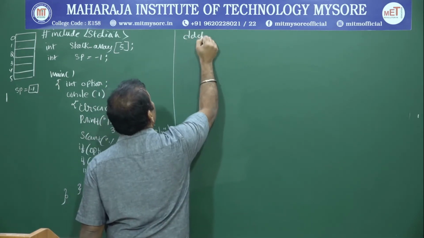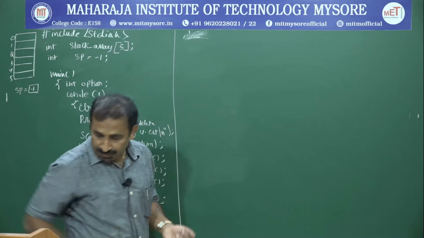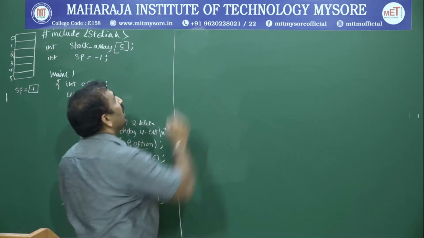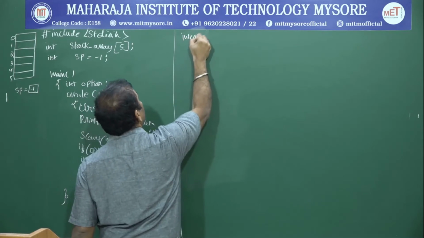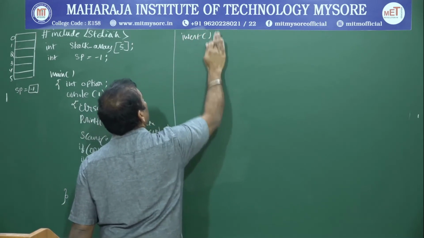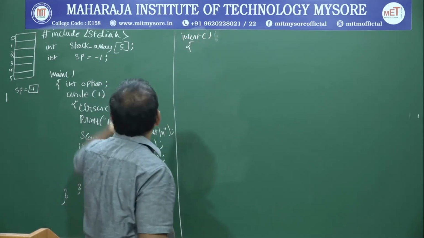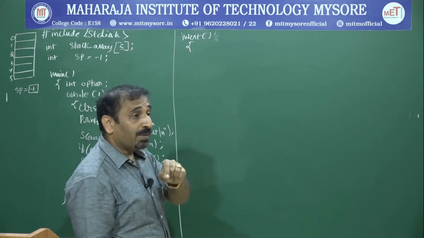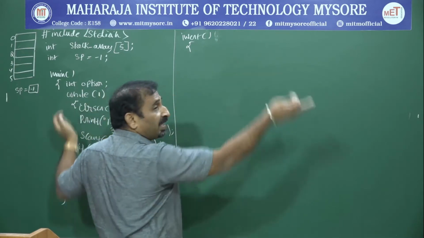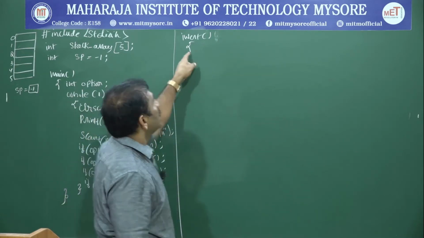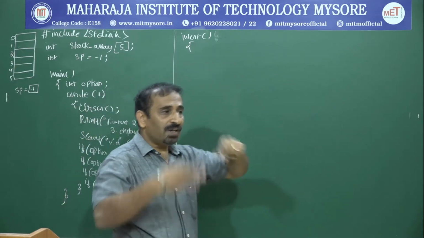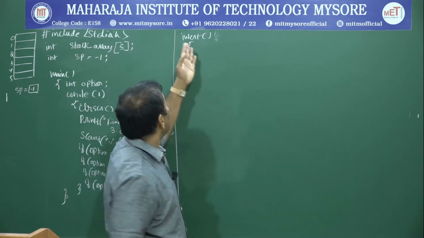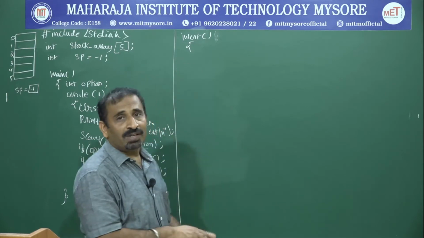Now, I am writing a delete function, sorry, insert function. I am writing the insert function here. Since this array and stack pointer are global variables, they can be accessed anywhere. They can be accessed in the main function, insert function, delete function, and display function. Wherever you use them, in all those functions, the variables can be used since they are global variables.